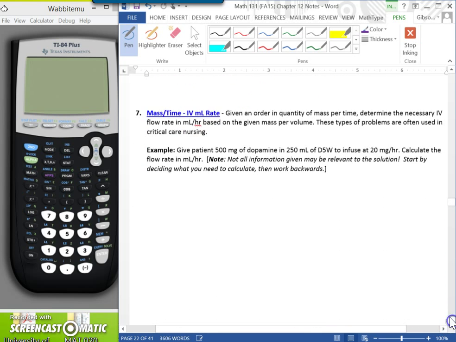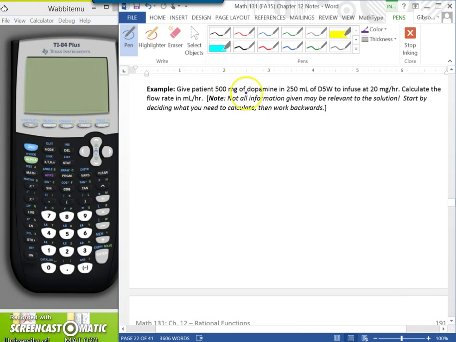So now we go down here to number 7. It says, given an order and quantity of mass per time, determine the necessary IV flow rate in milliliters per hour based on a given mass per volume. These types of problems are often used in critical care nursing. Example: give a patient 500 milligrams of dopamine in 250 milliliters of D5W to infuse at 20 milligrams per hour. Calculate the flow rate in milliliters per hour. Note, not all information given may be relevant to the solution. Start by deciding what you need to calculate, then work backwards.